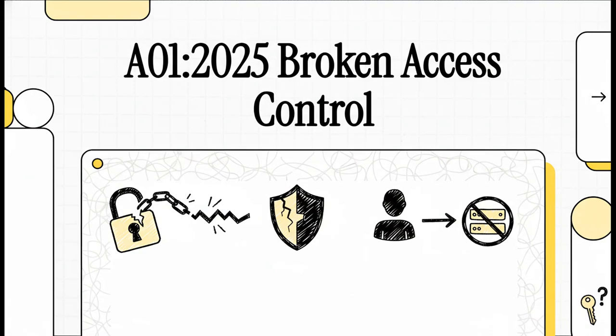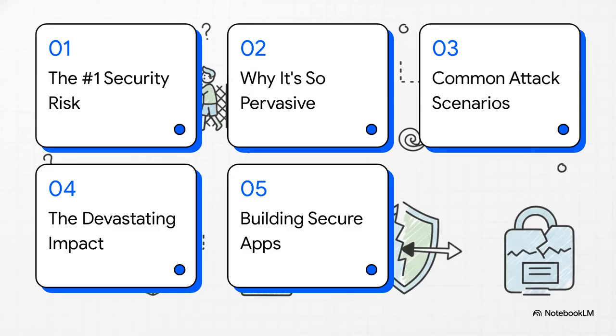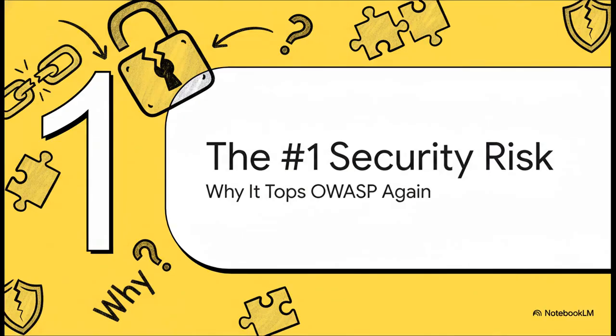All right, welcome. Today we're going to break down the single most critical, most widespread security risk facing web applications right now: broken access control. So here's what we're going to do. We'll look at why it's number one, dive into how attackers actually use it, see the real-world damage it causes, and, most importantly, walk through the concrete steps you can take to build secure applications from the ground up. All right, let's get right into it.